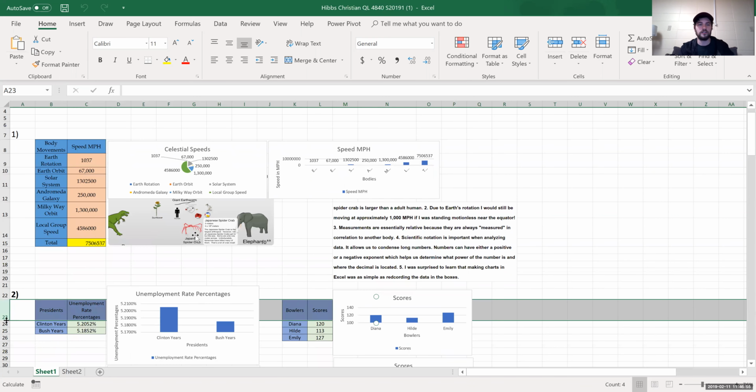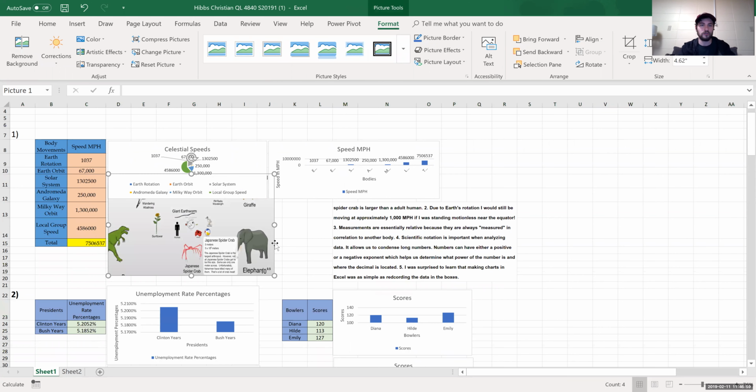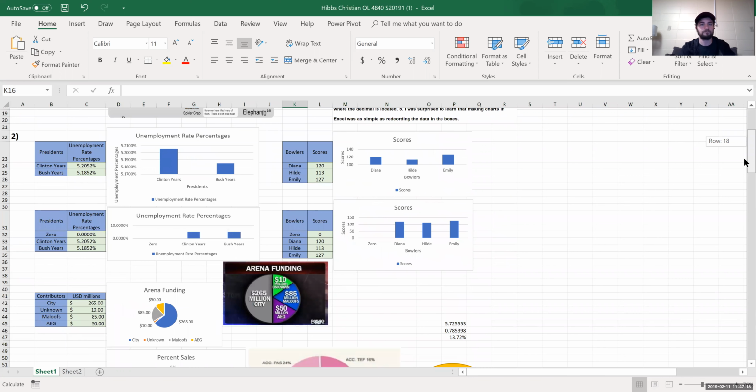We also studied the scale of the universe, which was very interesting. I thought that the most interesting thing was the Japanese spider crab. As you can see, it's larger than a human, which is kind of crazy. And these are the biggest crustaceans on Earth. So that was definitely the most interesting thing I thought that was in the scale of the universe.